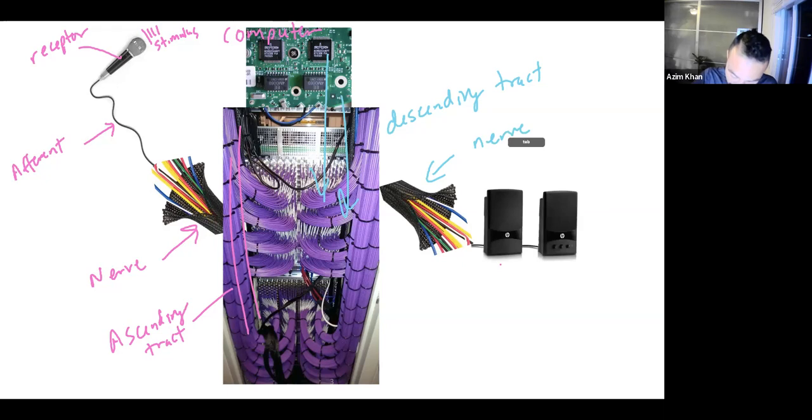singling out our efferent pathway. And the thing that we're controlling is the effector. And in this case, the effector is our speakers. We want the speakers to make our voices louder, amplify them. This basic pathway is similar to how our nervous system works.